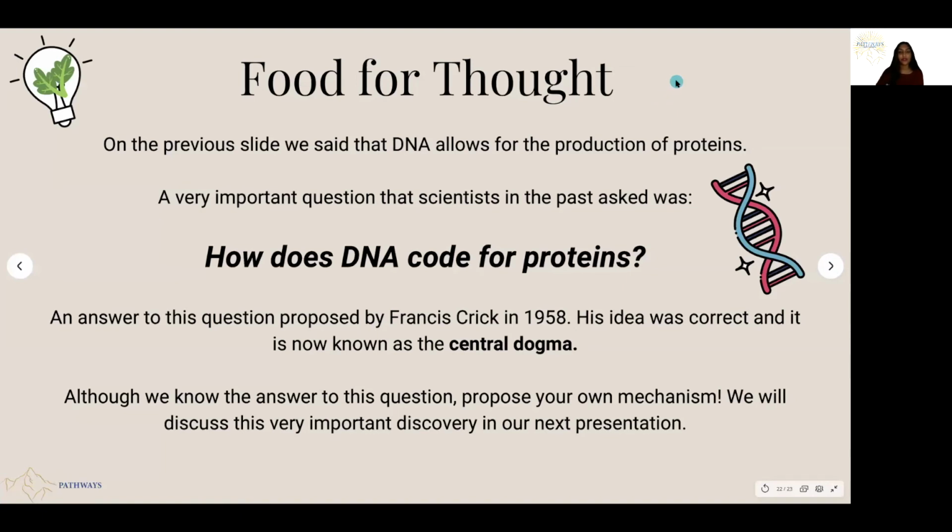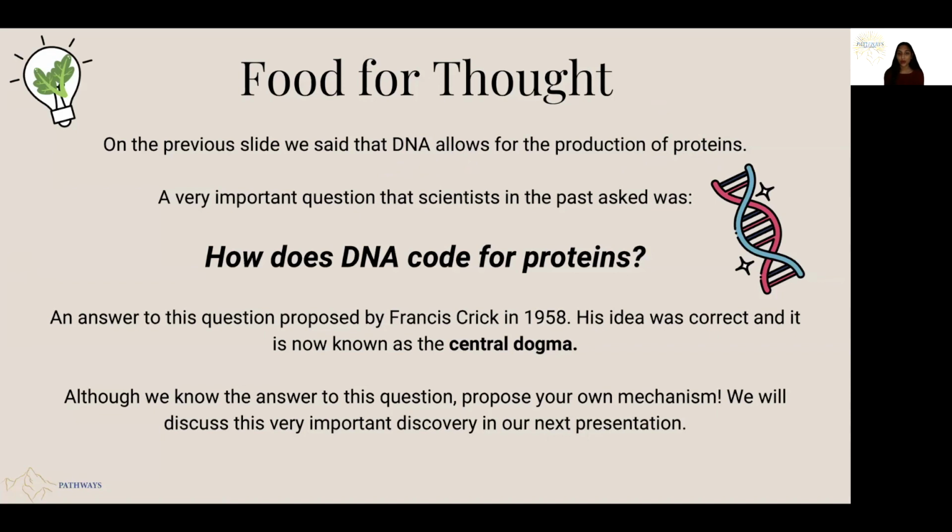So here's some food for thought. On the previous slide, we said that DNA allows for the production of proteins. And a very important question that scientists asked in the past was, how exactly do these random strings of A, T, C, and G's code for proteins? How does that happen? An answer to this question was proposed by Francis Crick, who is a very famous scientist, in 1958. His idea was correct, and it is now known as the central dogma.